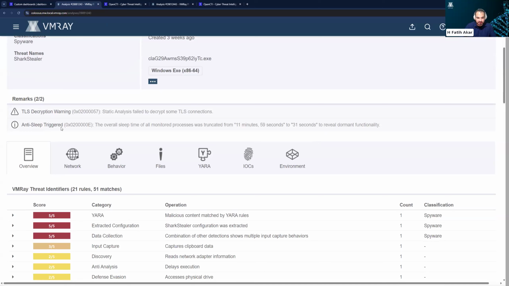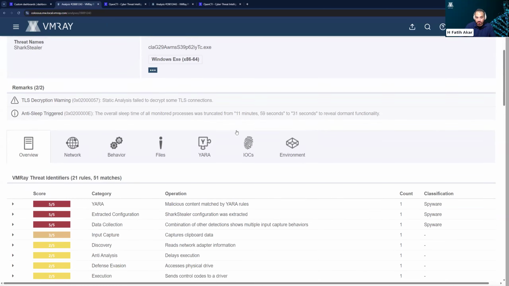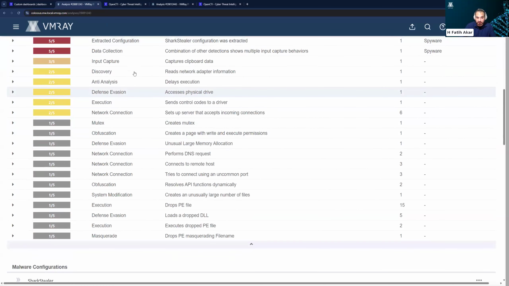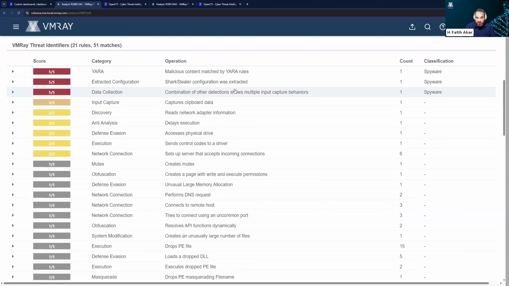And here you can see it's trying to sleep, right? And our anti-sleep mechanism was able to detect this. And we were able to skip 11 minutes of time and truncate it into 31 seconds. And we were able to see all of the malicious behavior that this particular sample is trying to achieve, right?